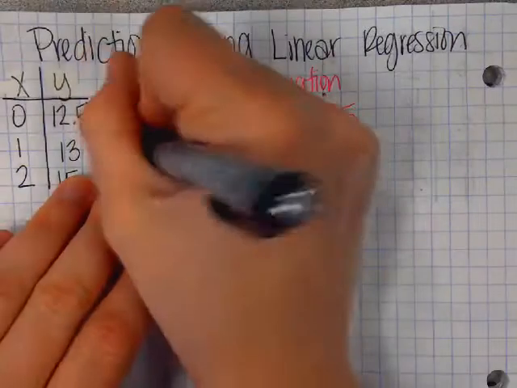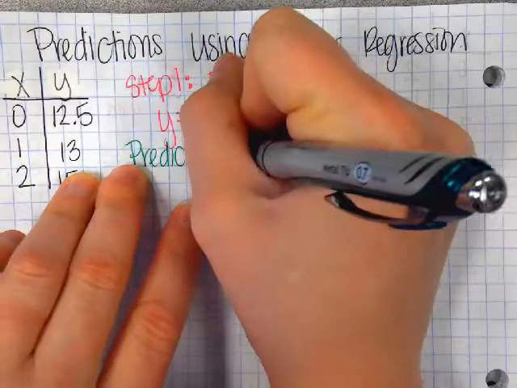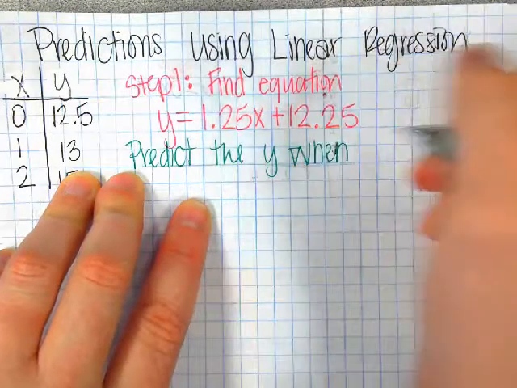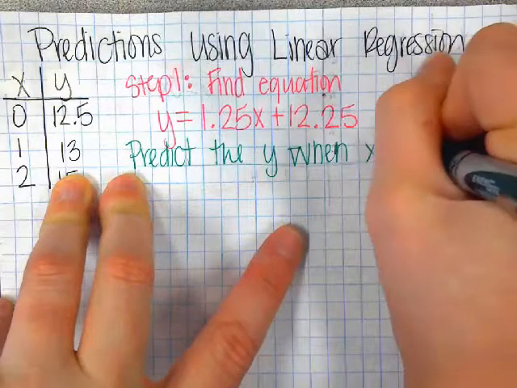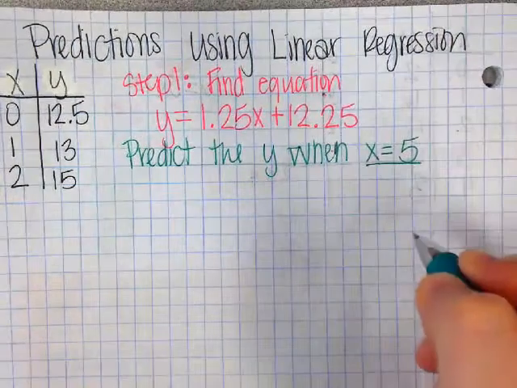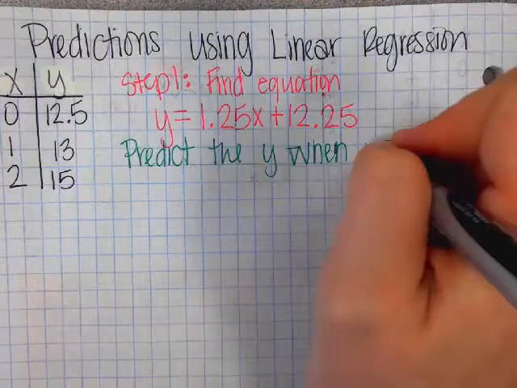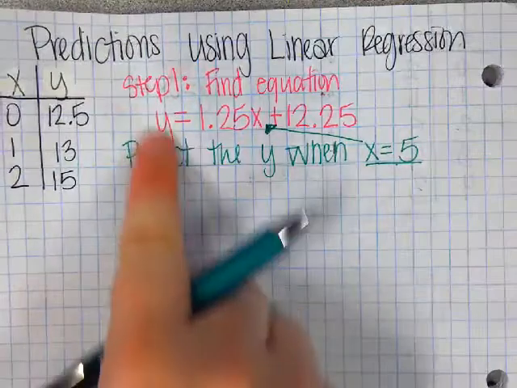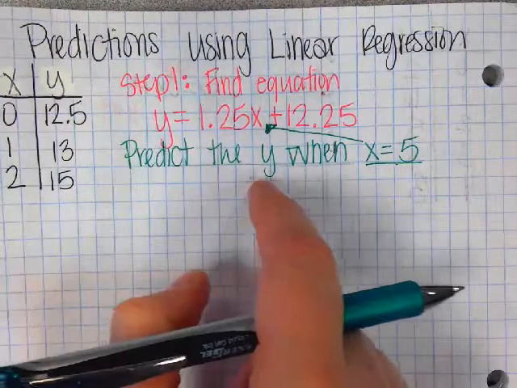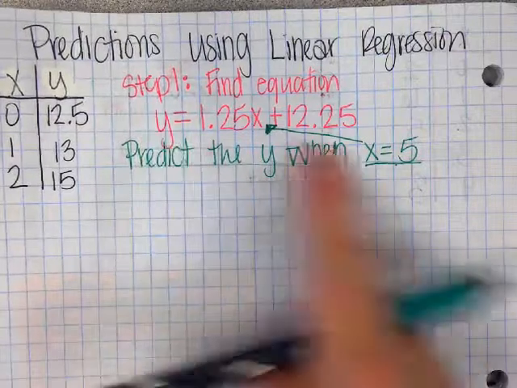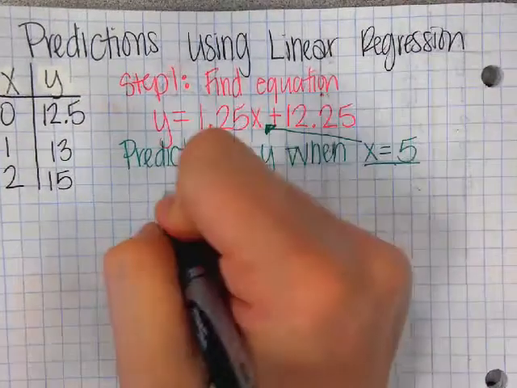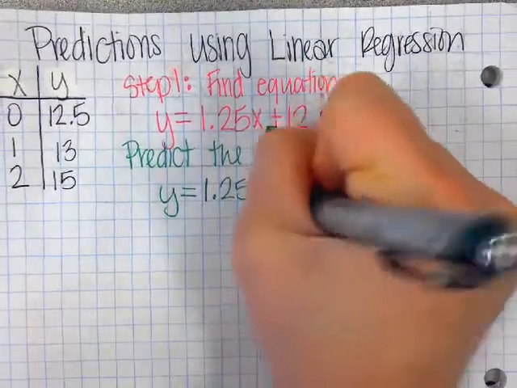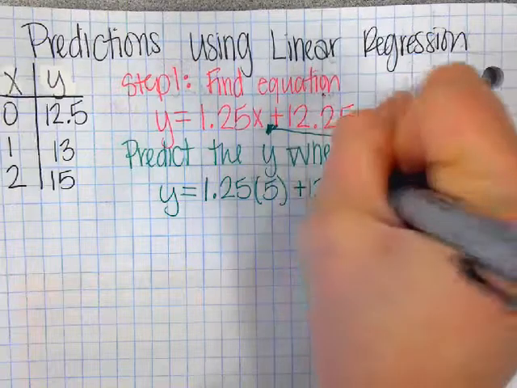Okay, now if I asked you to predict the y when x equals 5. It's giving you an x value. So what you always want to remember is you have to plug this in for x in that equation. If it told you, and we'll do one in just a second, to predict x when y is this, you would plug in for y. But if it gives you the x value, you plug it in for x. So it'd be y equals 1.25 times 5 plus 12.25.